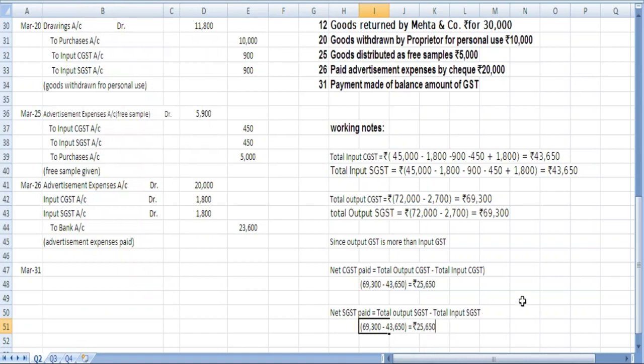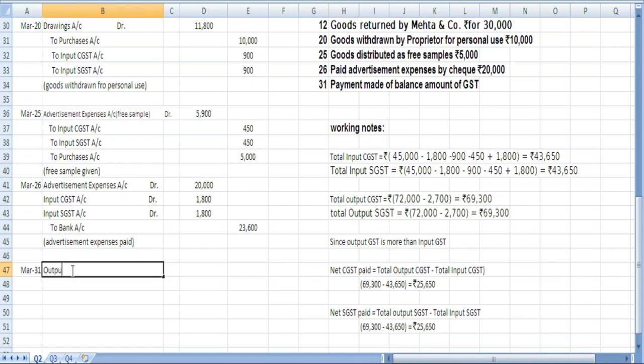So here you can see that our total output CGST and total output SGST were more than your input CGST and input SGST. So whenever the output GST is more than input GST, like whenever you earn more out of the sales, you have to pay back the net amount. So here the net amount is coming to 25,650 for the central government and 25,650 for the state government. Now let us write down the journal entry.